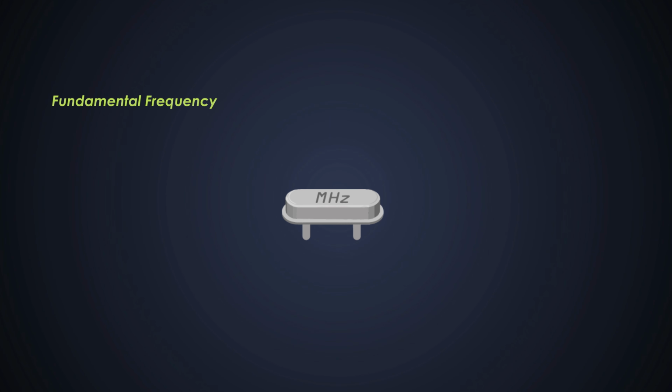First is the fundamental frequency. It is the resonant frequency at which the crystal vibrates. Next is the load capacitor, which we just saw. It is the capacitance required to achieve the resonance and stable oscillation. After that, the frequency tolerance. It is the permissible deviation from the specified frequency.